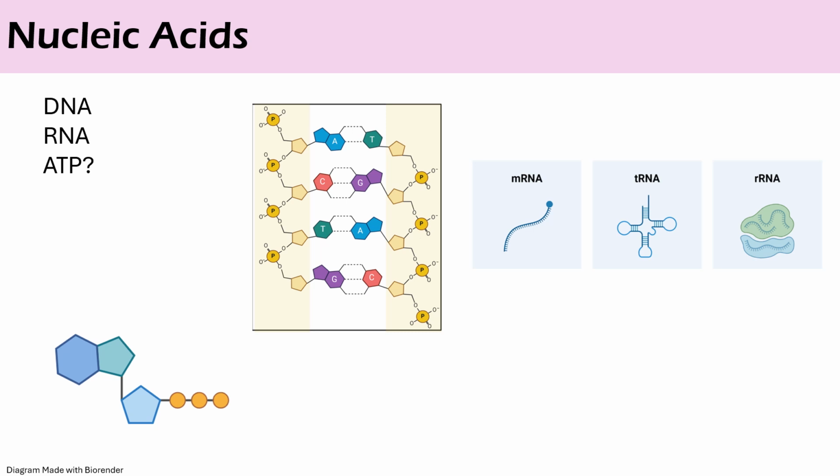The two main nucleic acids are DNA, or deoxyribonucleic acid, and RNA, which is ribonucleic acid. The difference between these two molecules is one oxygen atom, which is why DNA has the name of deoxy.